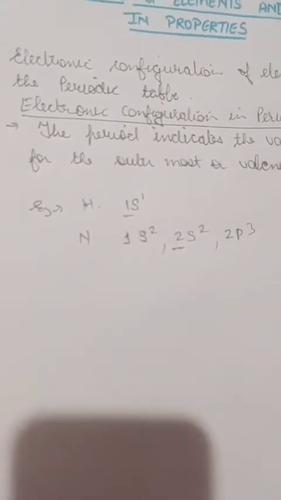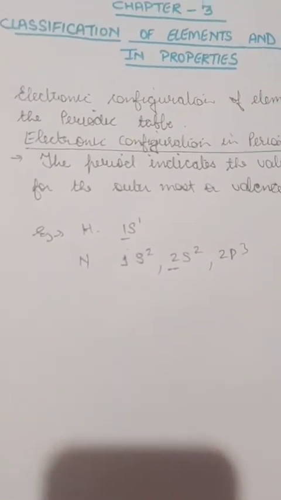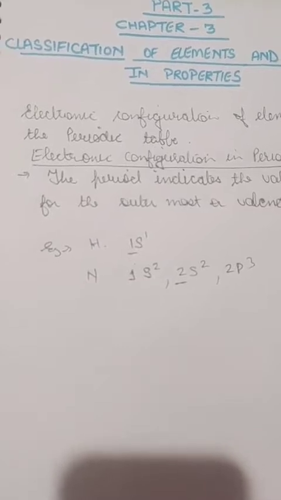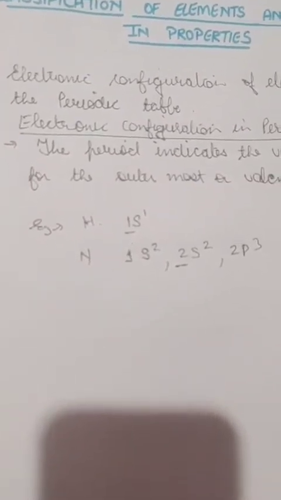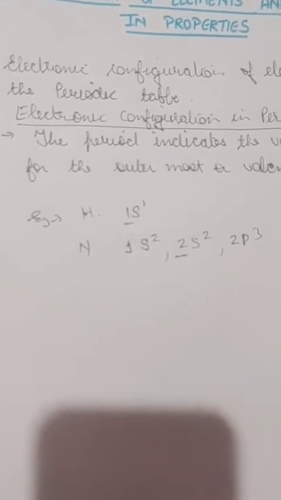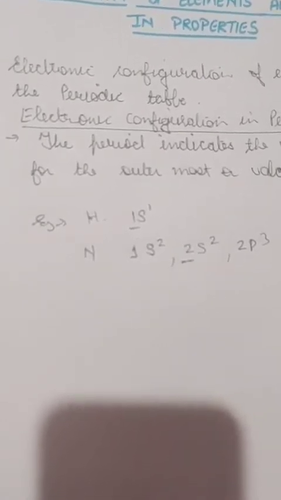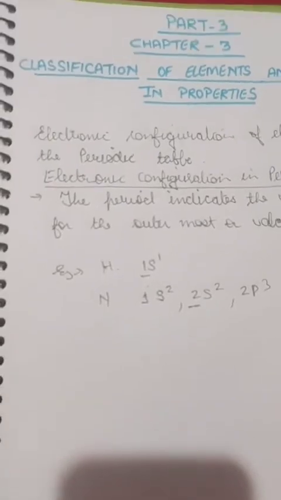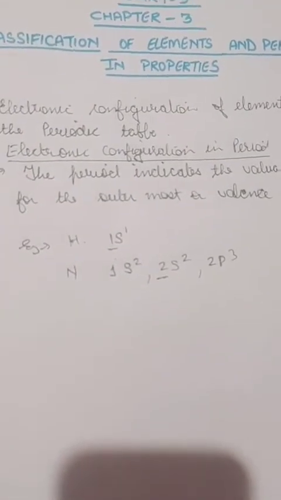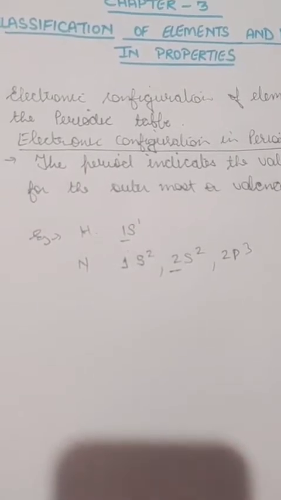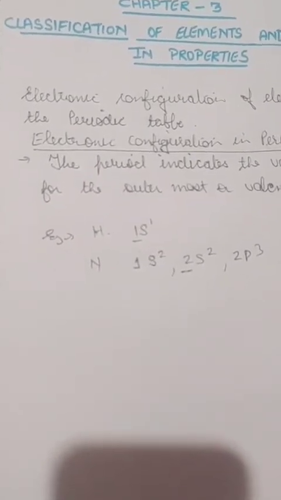Before this, maybe in your second chapter you will be learning about the structure of the atom, and there you will learn about the Aufbau principle and the electronic configuration. But you have not studied that chapter yet, so it's a little difficult for you to understand. So I will give you a little idea about the electronic configuration once again.